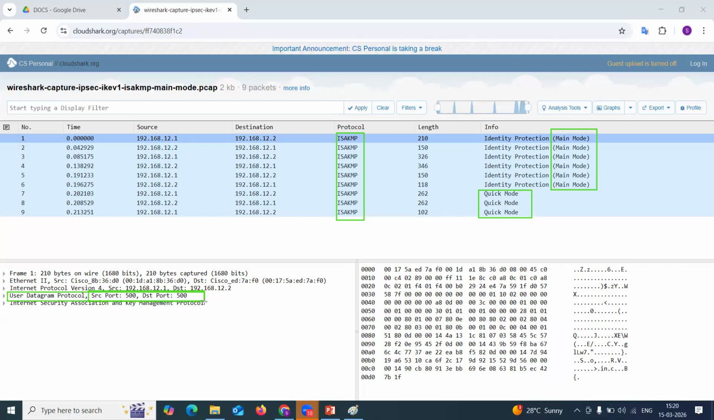So if you get a question in an interview, like which protocol is responsible for carrying phase 1 and phase 2 information message exchanges, what should the answer be, guys? ISAKMP. And how does ISAKMP work?